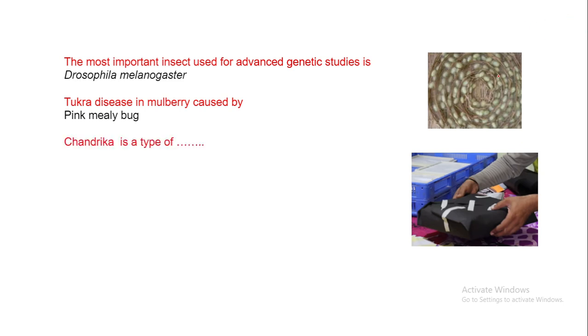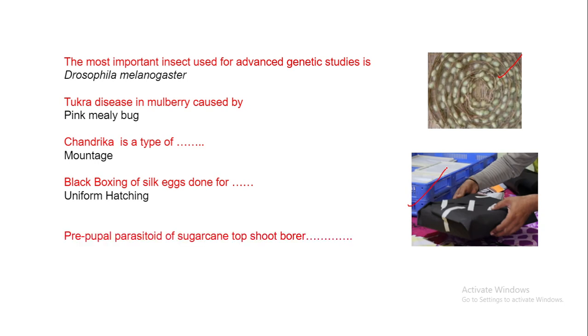Chandrika is a type of mountage. Block boxing of silkworm eggs is done for uniform hatching. Prepupal parasitoid of sugarcane top shoot borer is Isotima javensis.